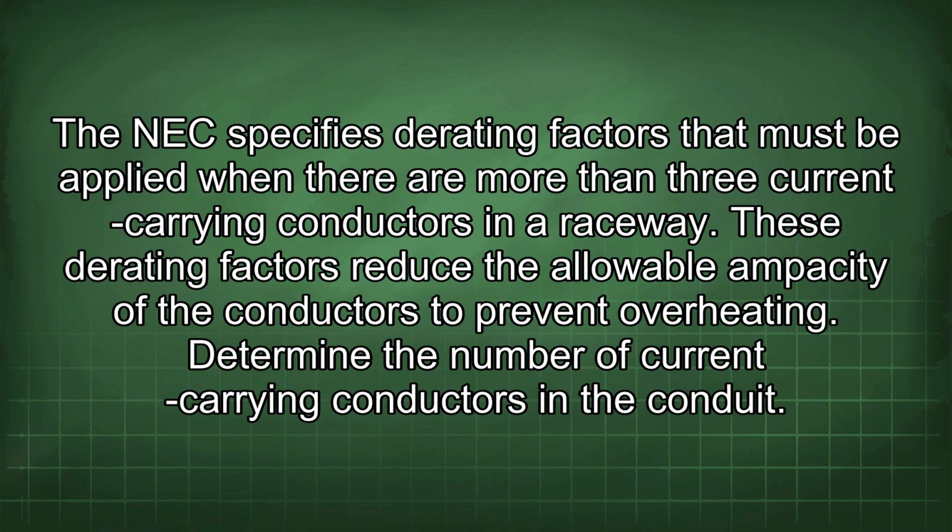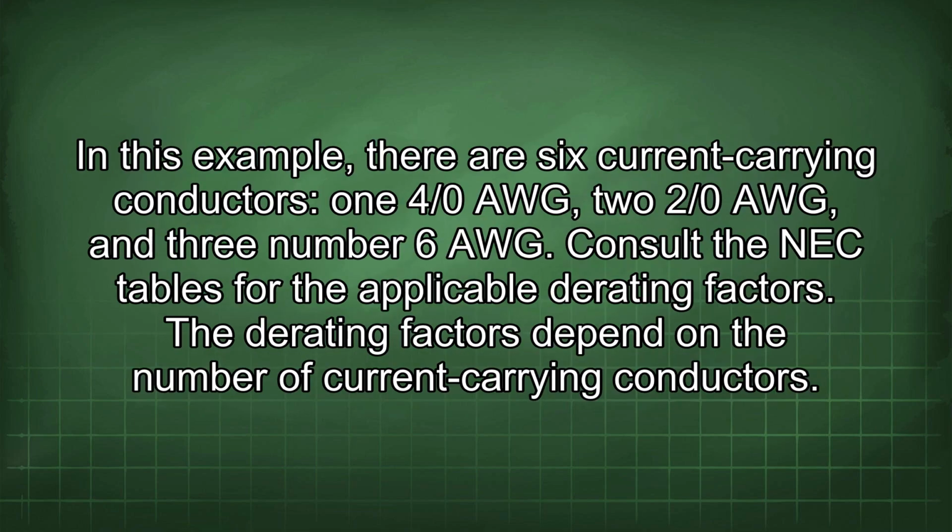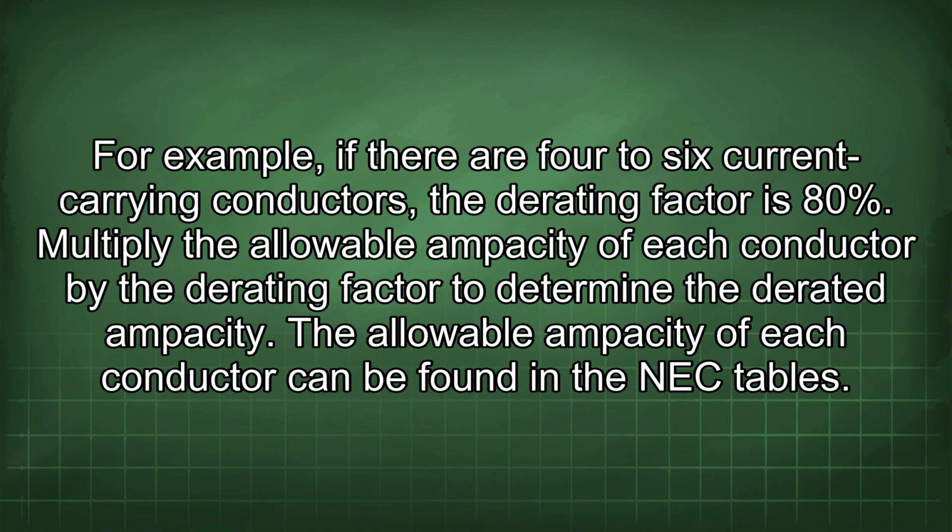Determine the number of current carrying conductors in the conduit. In this example, there are 6 current carrying conductors: 1 4/0 AWG, 2 2/0 AWG, and 3 number 6 AWG. Consult the NEC tables for the applicable derating factors. The derating factors depend on the number of current carrying conductors. For example, if there are 4 to 6 current carrying conductors, the derating factor is 80%.